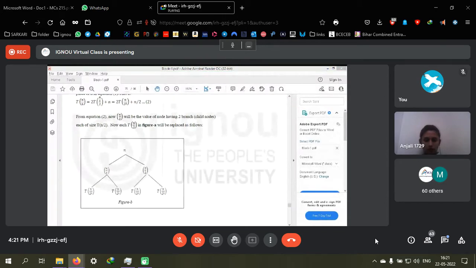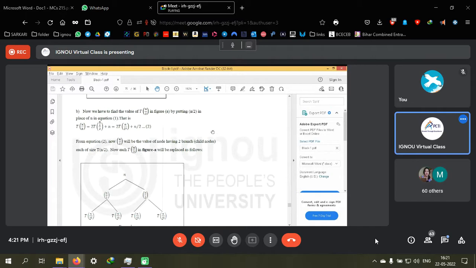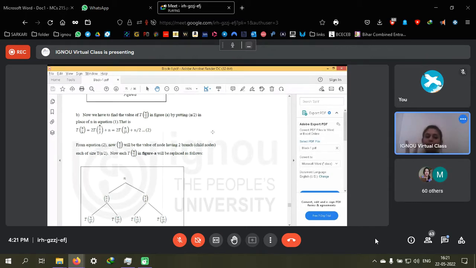Ma'am, can you please repeat this? Okay. So I'm going to repeat the second step. Kindly listen properly. So in the second step, we have to find the value of T(n divided by 2) by putting n equal to n divided by 2. So here is the function 2T(n divided by 2). So in place of n, we just write n divided by 2. We are putting n divided by 2 in place of n. So here is also n. We are again putting n divided by 2.